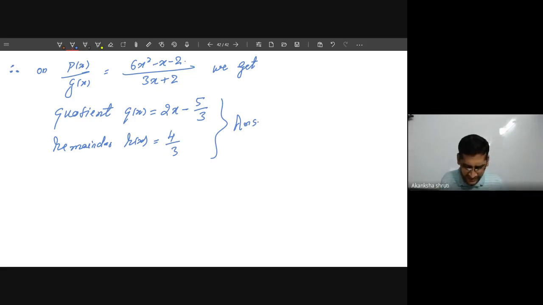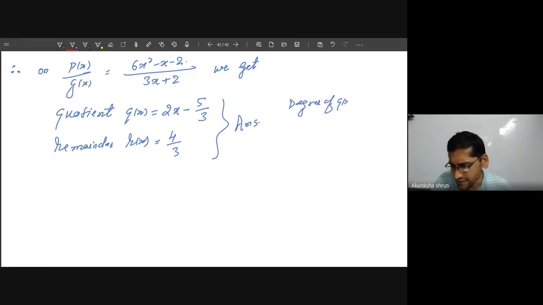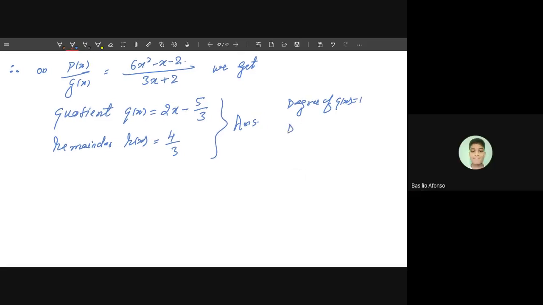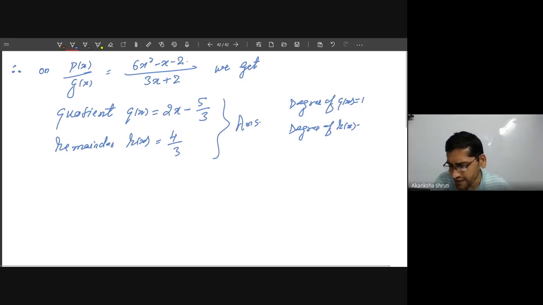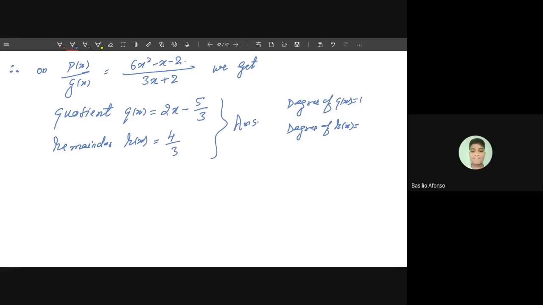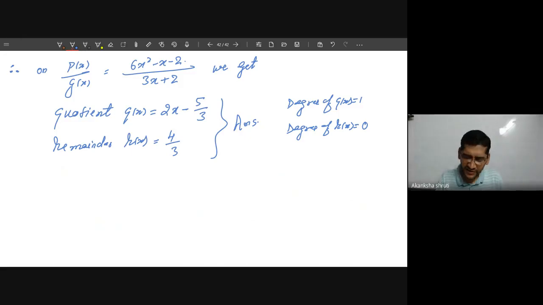It may be asked, what is the degree of quotient obtained? Degree of quotient is 1. Okay. What was the degree of remainder? Other MCQs or smaller questions are framed based on asking the degree. So here the degree of quotient qx that we obtained is 1. Degree of remainder rx that we obtained is 0. Good. So this is what the division means.